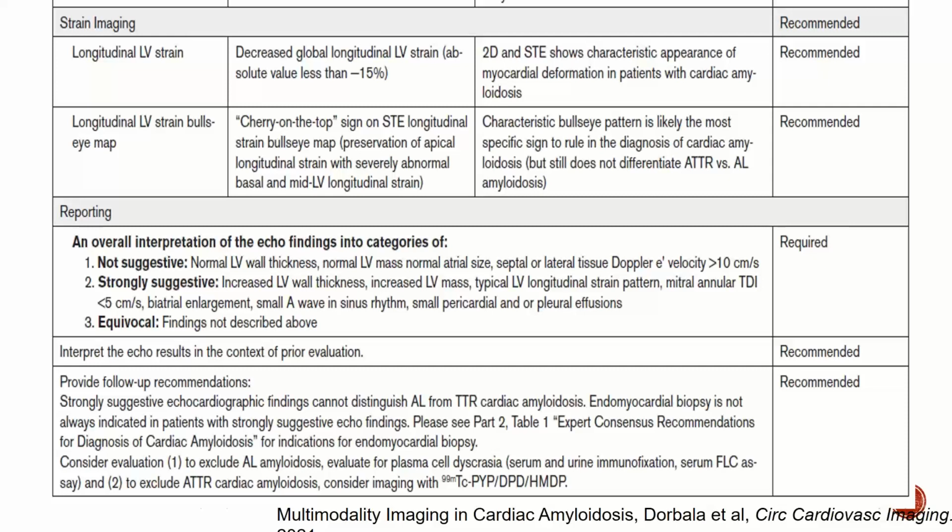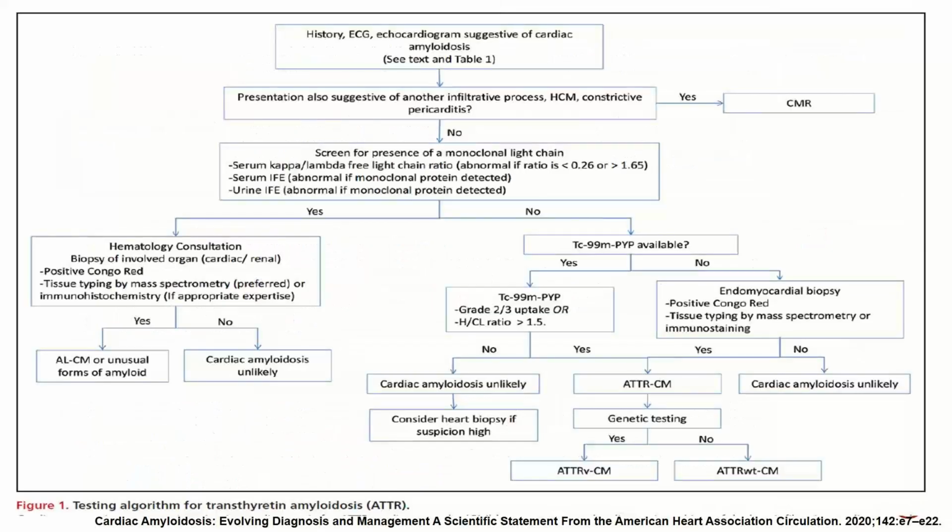And always provide a comparison by looking at the previous echoes, and provide a follow-up recommendation for these kinds of patients. And maybe also add a suggestion to rule out AL amyloidosis, and maybe refer the patient for further imaging modalities like MRI or pyrophosphate scan.